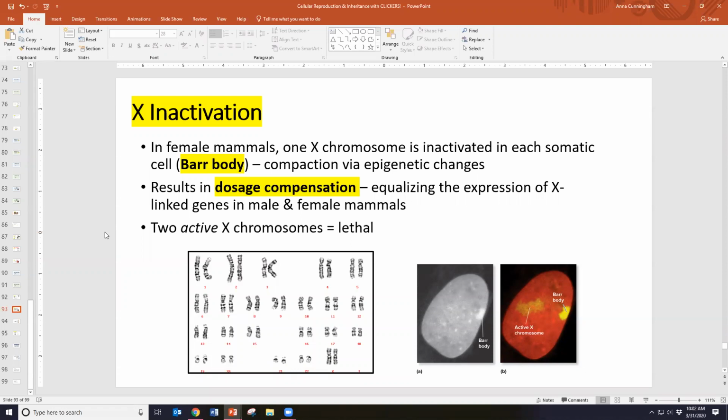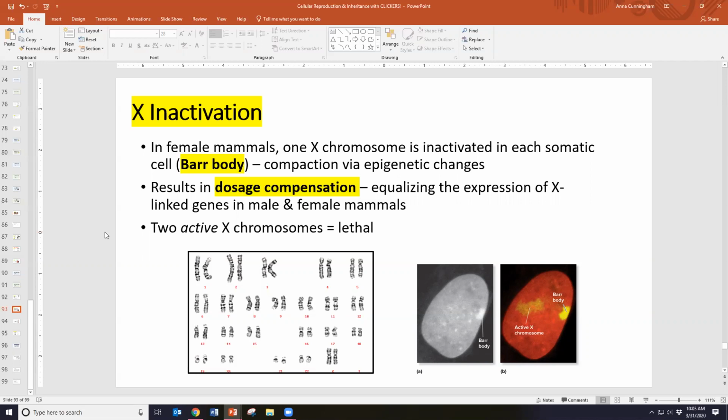But when it comes to the X chromosomes, because females have 2 X chromosomes and males have 1 X and 1 Y, what needs to actually be contributed to a human is just traits from one of the X's. So basically what happens is that in female mammals, one of those X chromosomes is inactivated.